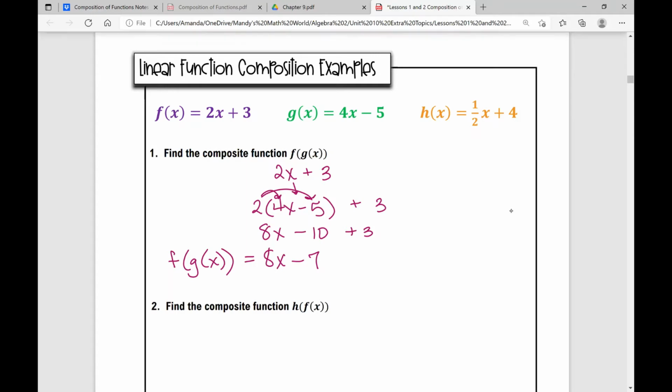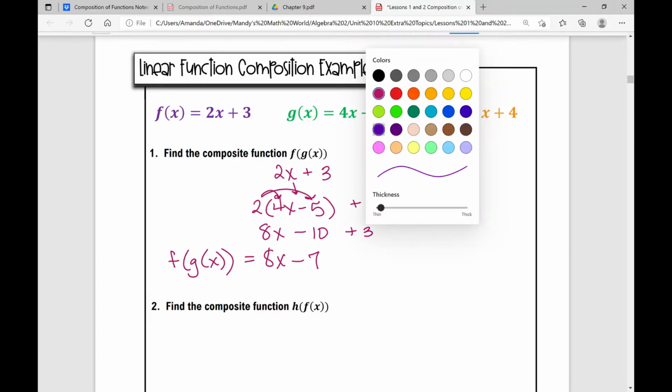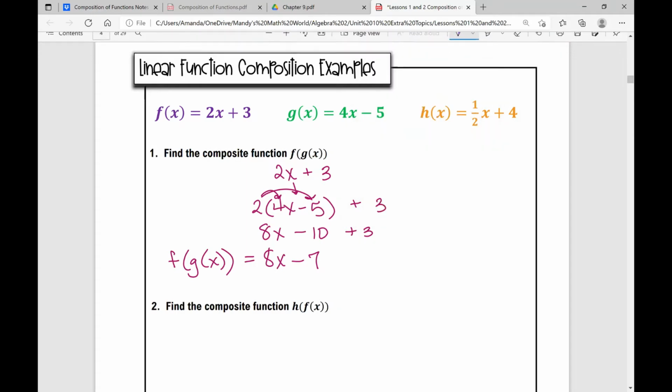Now, I also want to show you just a way that you might see it written. So I tend to teach it this way just because that seems to be the way that my students have understood it better, right? Write the outside function first, put the inside function in the outside function, okay? But you could think about it this way. If I'm composing f of g of x, then I want to find f of 4x minus 5.